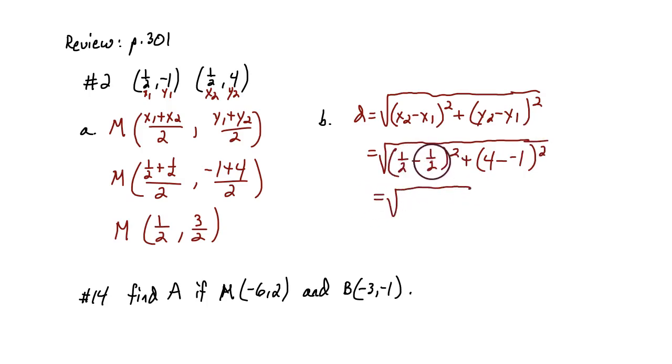1/2 minus 1/2 makes 0, and 0 squared makes 0. 4 minus -1 makes 5, and 5 squared makes 25. So this is the square root of 25, which is equal to 5 units. On a grid, these two dots are 5 units apart.